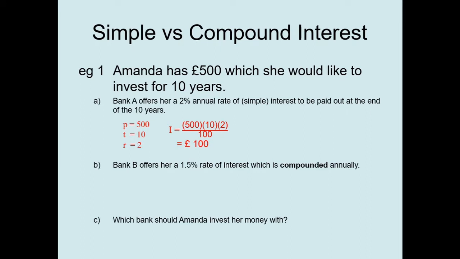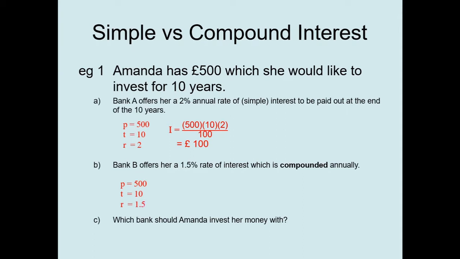Bank B, which offers the 1.5% interest, which is compounded annually, is compound interest. But we still start by identifying our variables, and most of those variables are the same. The principal, the amount that she wants to invest, is the same. She still is investing £500. The time is still the same. She's investing her money for 10 years, but the rate is now 1.5.